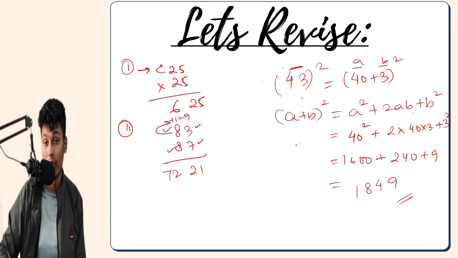Okay, this is how we are doing it. So 43 square: 3 times 3 is 9, 4 times 3 is 12, 12 times 2 is 24, 2 and 4, 4 times 4 is 16, 17, 18. Okay, this is how we are doing it. So directly you can do it.